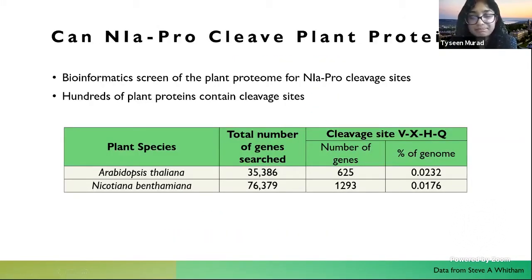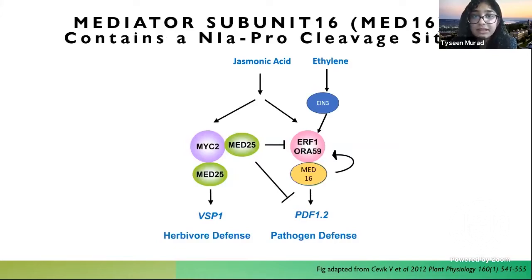1,293 genes. And so one of the proteins that we found from this screening is called mediator subunit 16, or MED16, protein. And we thought that this was specifically interesting because it mediates the crosstalk between the jasmonic acid and ethylene plant defense pathways. And as you can see here, MED16 does play a key role in inducing those downstream pathogen defense responses.